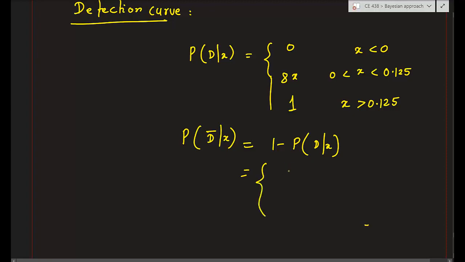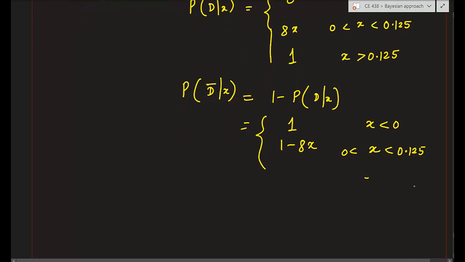So this is 1 when x is less than 0, 1 minus ax when x lies between 0 to 0.125, and 1 minus 1 is 0 when x is greater than 0.125. So this is what we have for the detectability curve.